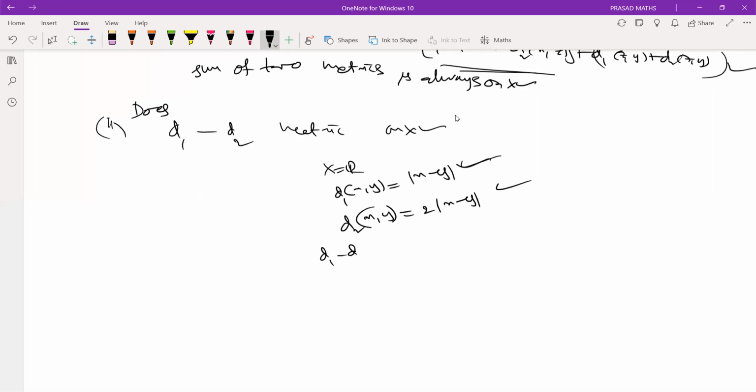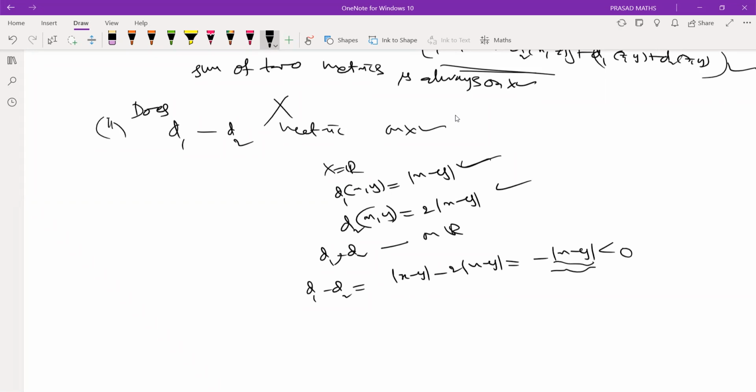So both are metrics on R. So clearly D1, D2 are metrics on R. Question is, D1 minus D2, is it a metric? No, right? What do you mean by D1 minus D2? Mod of x minus y minus 2 into mod of x minus y. What is this? It is minus mod of x minus y. You know it is a negative function. Therefore, this D1 minus D2 is not a metric because it is a negative function. Mod is non-negative. Minus of this is always less than 0. Therefore, it is not a metric. So the difference of two metrics need not be a metric on X.